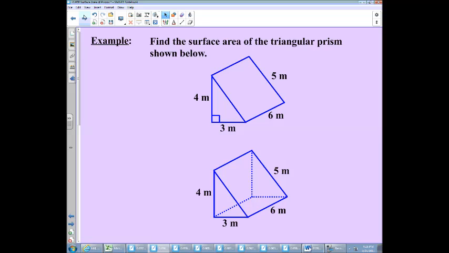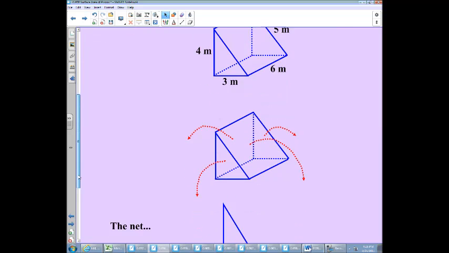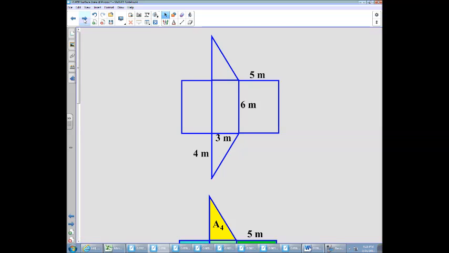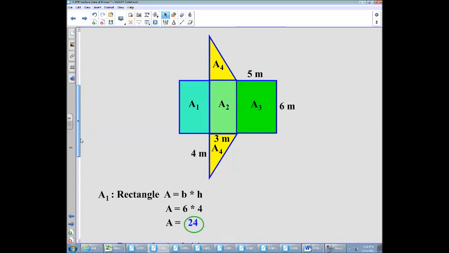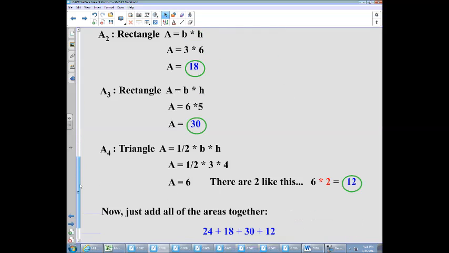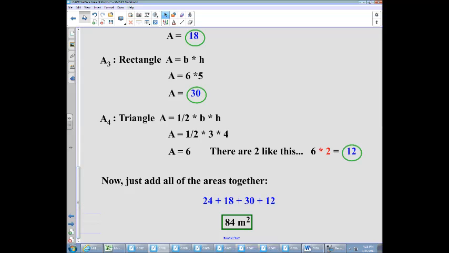Same thing over and over again. If it's not transparent, draw it transparently, allow it to fall apart, get your net, transfer your measurements, figure out which areas you have that may be the same as each other, and then calculate your basic areas using your basic formulas, and add them all up.